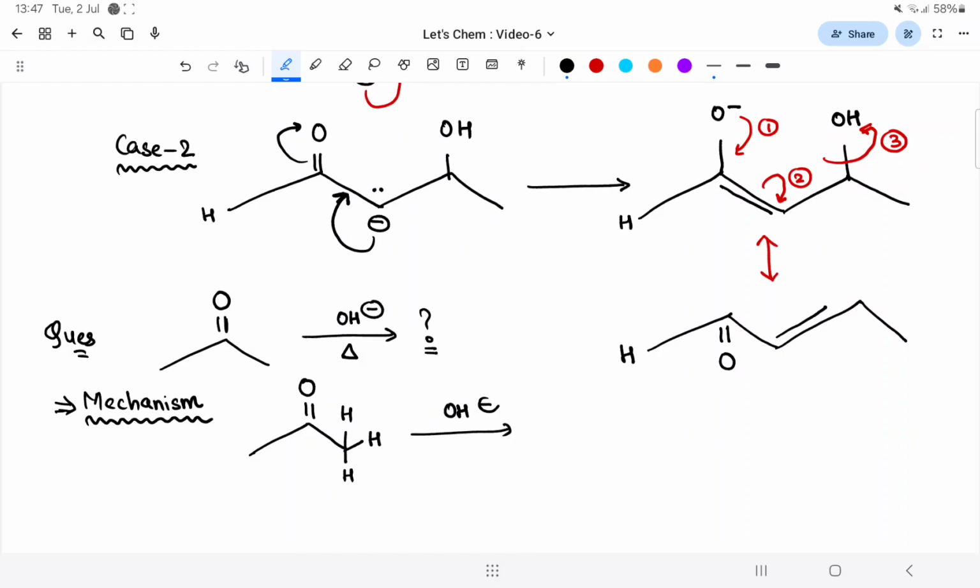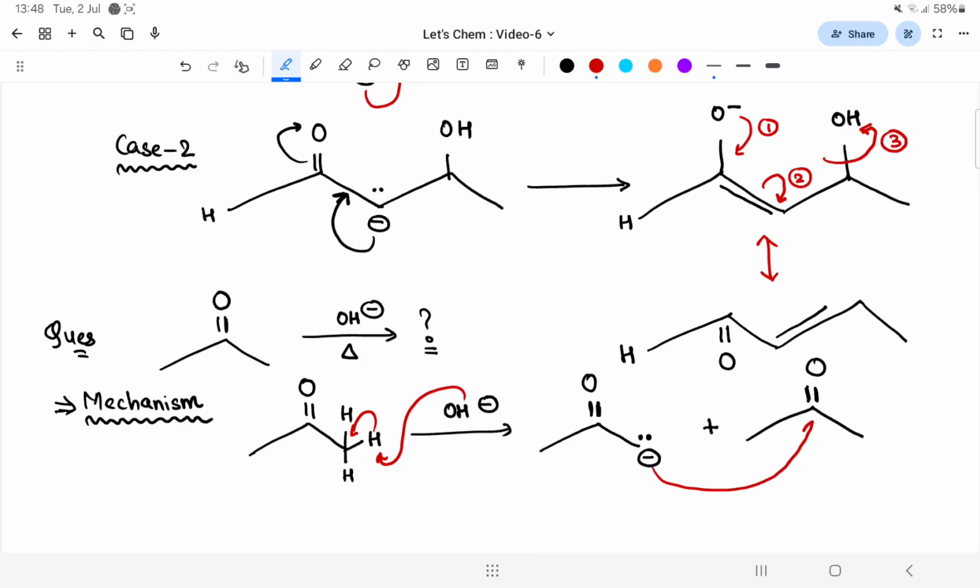OH minus is going to take away this H plus, which is going to give its electron here. So finally what we are going to get will be something like this. Along with this there will be again an attack, as I told you, on the same molecule. Where will this enolate ion attack? It will attack here, and this will move like this.